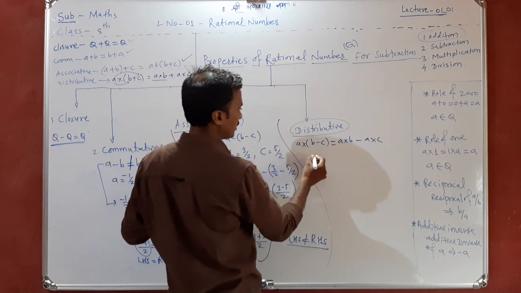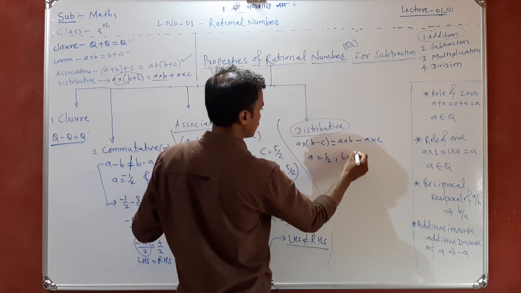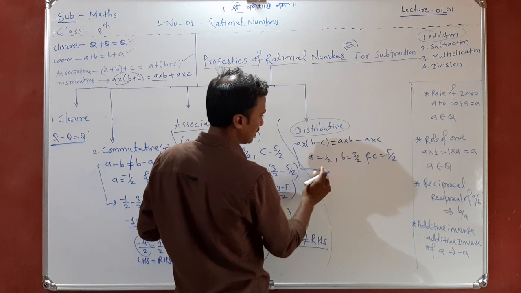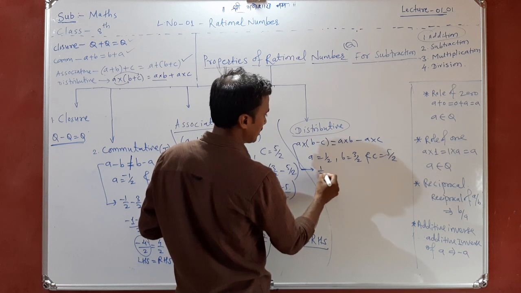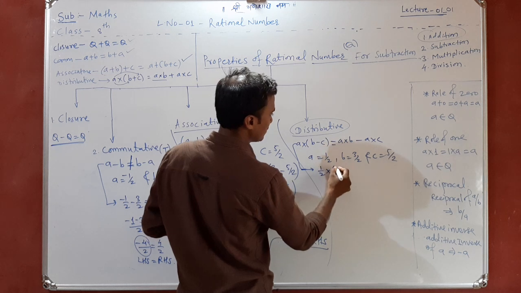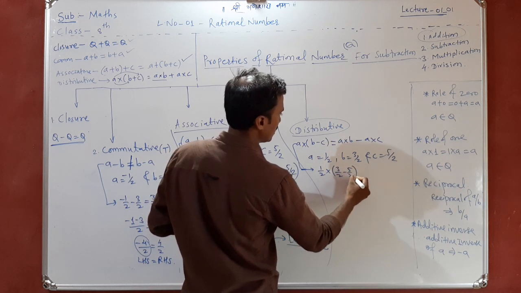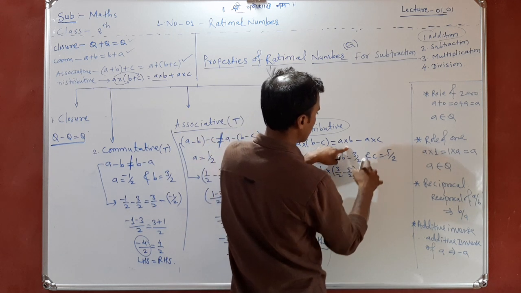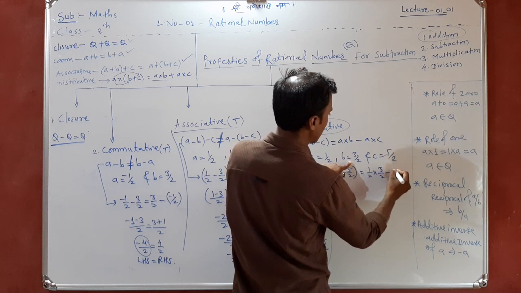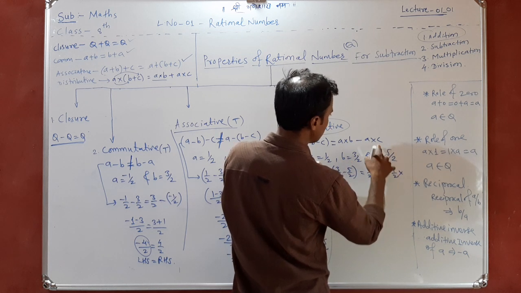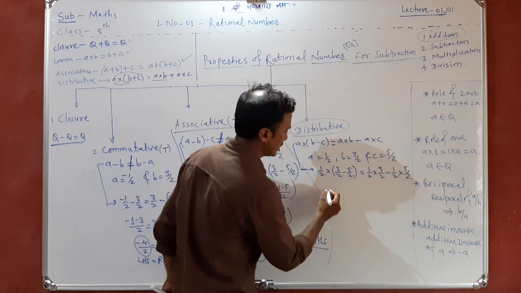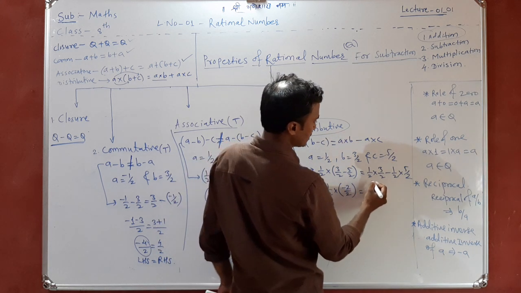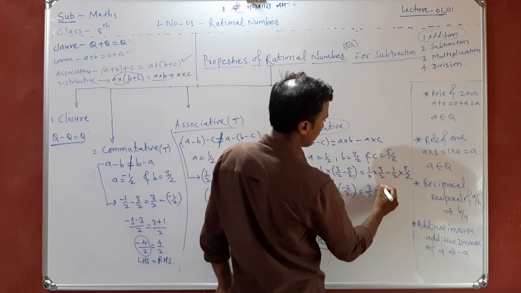Now suppose we take a is equal to 1 by 2, b is equal to 3 by 2 and c is equal to 5 by 2. While putting the values in this expression, we get 1 by 2 multiplied by (3 by 2 minus 5 by 2). On the other side, a is 1 by 2 into b, which is 3 by 2, minus a, which is 1 by 2, into c, which is 5 by 2. On the left, 1 by 2 into (minus 2 upon 2) is equal to 3 by 2 minus 5 by 2.